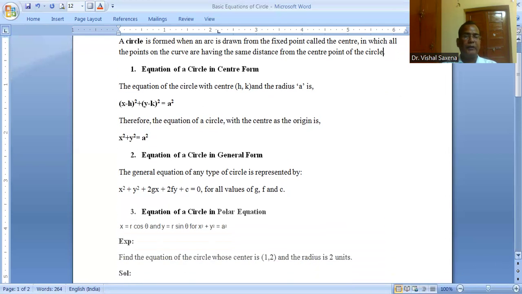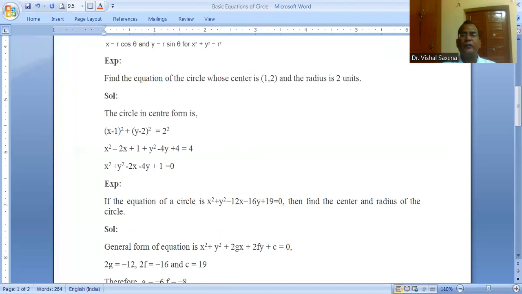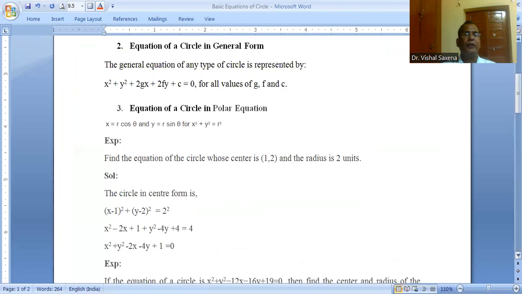The third form is the polar form. For the circle x square plus y square equal to a square, if we take the radius as r, then x square plus y square is equal to r square is a circle, and the equation of circle in the polar form is given by x equal to r cos theta and y equal to r sin theta. If we put the values of x and y in the equation of circle x square plus y square equal to r square, then our equation of circle will get satisfied. Therefore, this is called polar form.